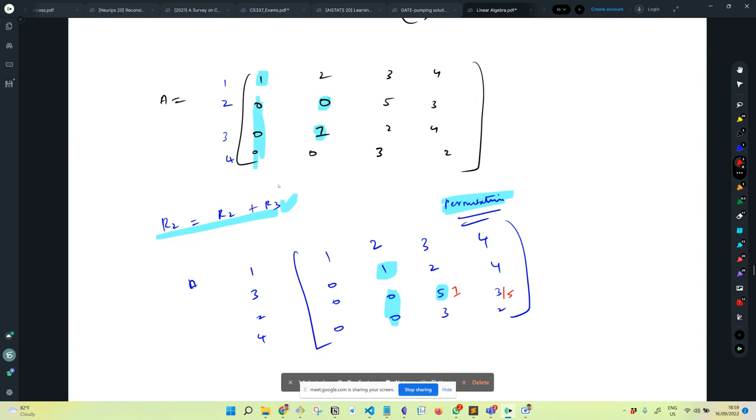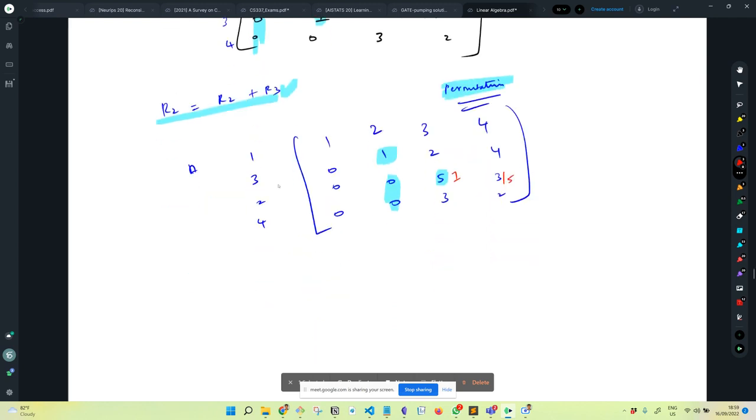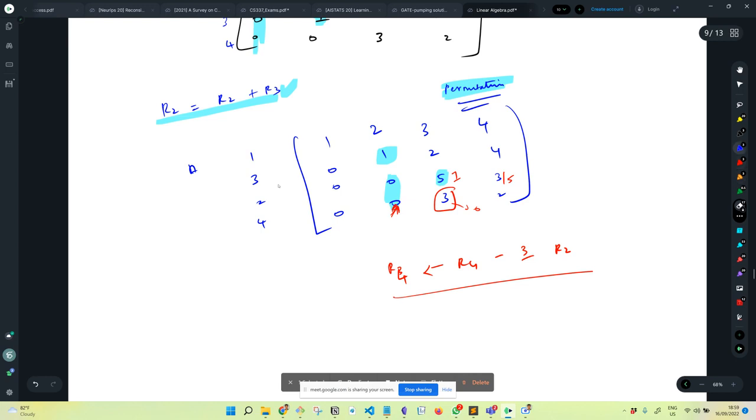So this is one case where, sorry, if you want to make this entry 0, you should not do R4 equals R4 minus 3 by 2 R2. You should not do this. Why you should not do this? Because if you apply this equation, this entry will become 0. But this entry will get disturbed. Right? A correct operation here will be to multiply R4 equals R4 minus 3 by 5 times R3.